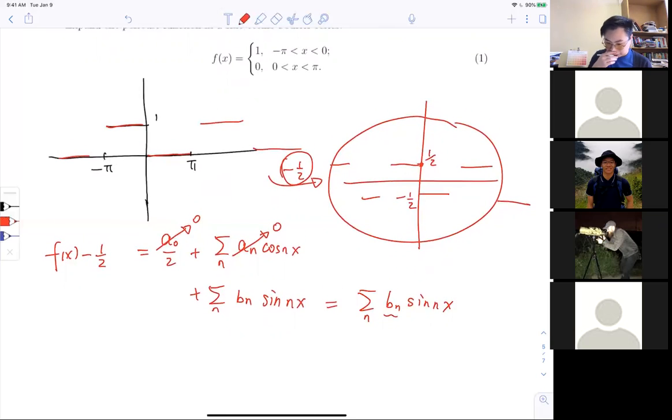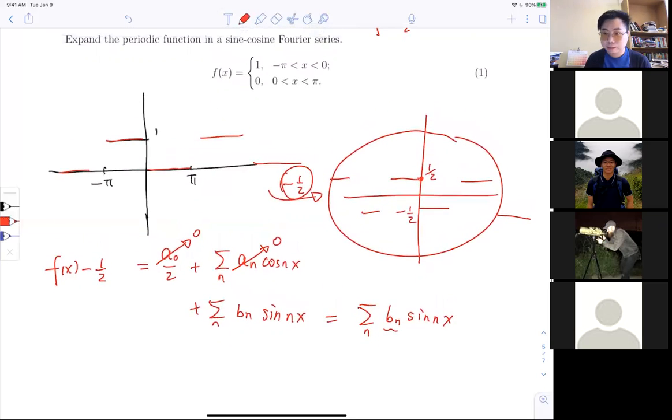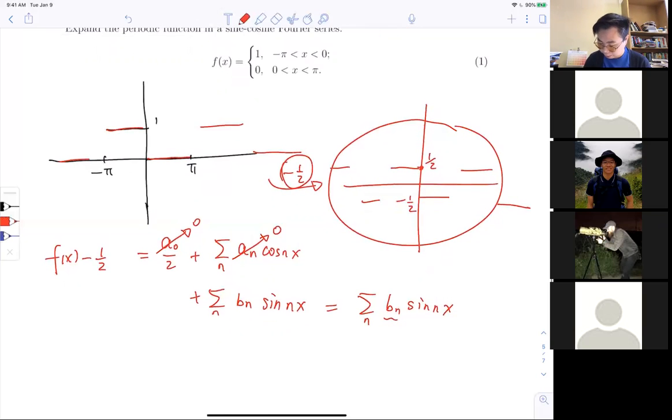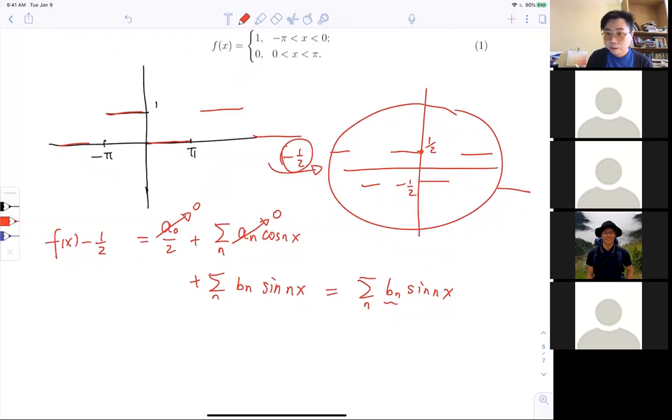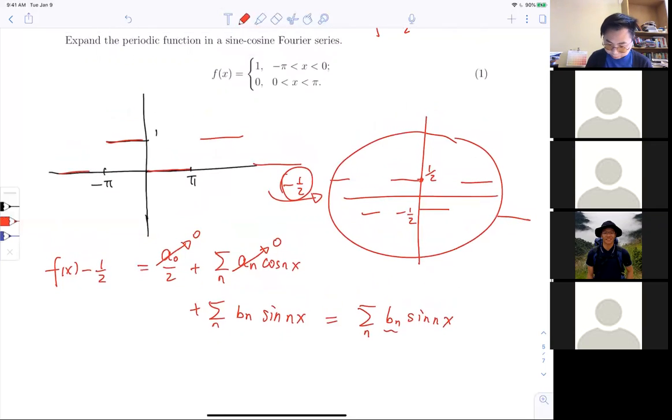So any question about this part? About this step? Can you just explain that one more time, please? Yeah. Like the even and the odd part.